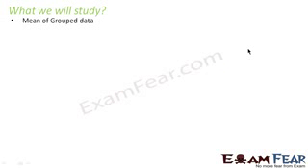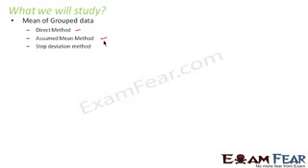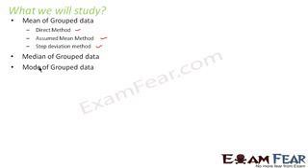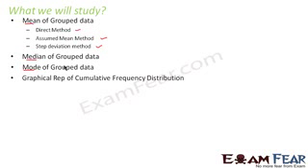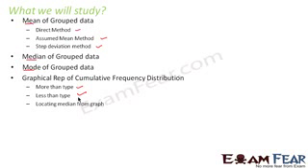What we will study? We will study mean of group data. In mean of group data, we will study direct method to find mean, assumed mean method, step deviation method. We will also study median of group data. We'll study mode of group data. So if you see, we'll study mean, median and mode all of group data. We'll study graphical representation of cumulative frequency distribution. In this, we'll study more than type, less than type and locating median from the graph.